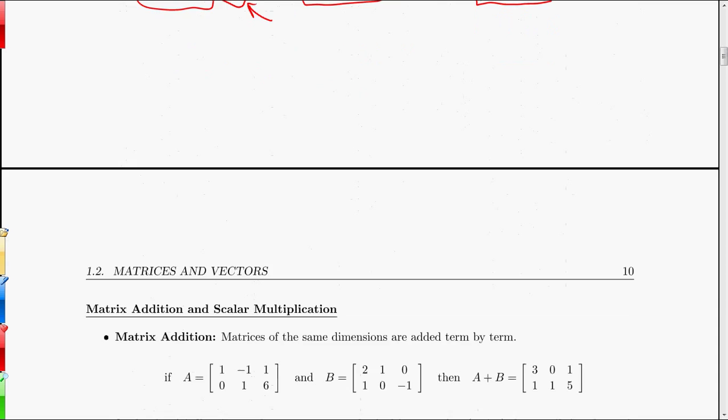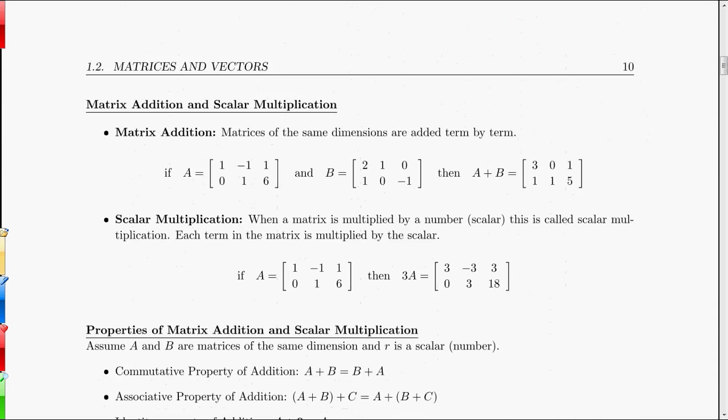Moving right along. Matrix addition and scalar multiplication. These work exactly how you probably would expect them to work. If you have a matrix A and a matrix B, you add them term by term, meaning you take 1 plus 2, that gives you the 3. Negative 1 plus 1 gives you the 0. 1 plus 0 gives you the 1. And likewise, so you just add term by term.